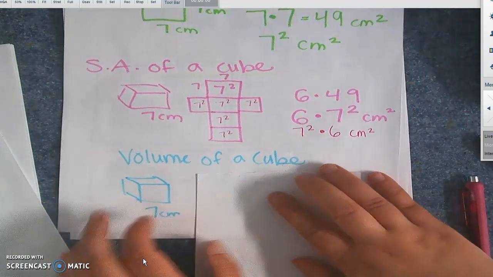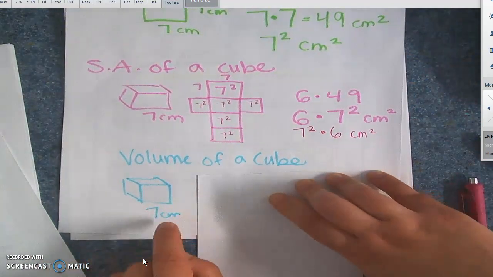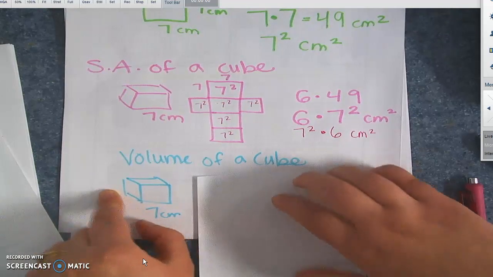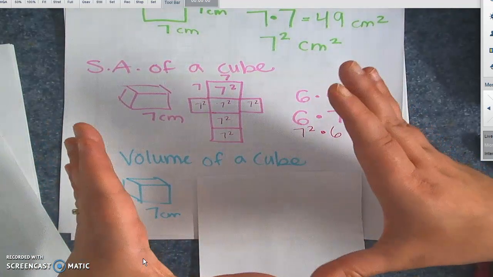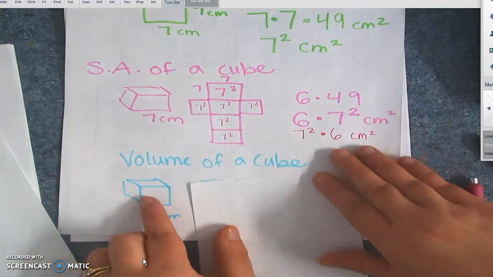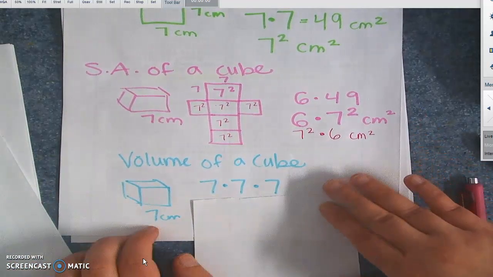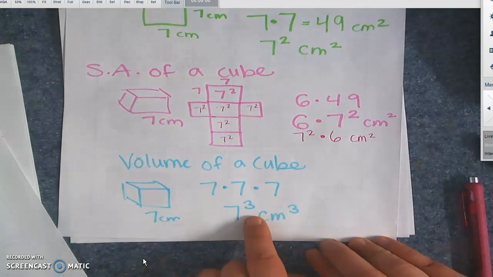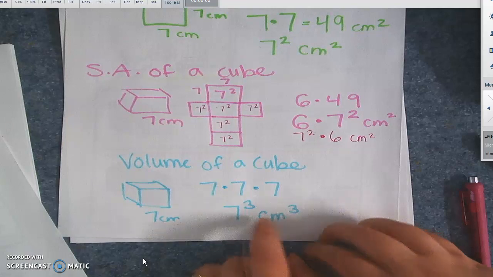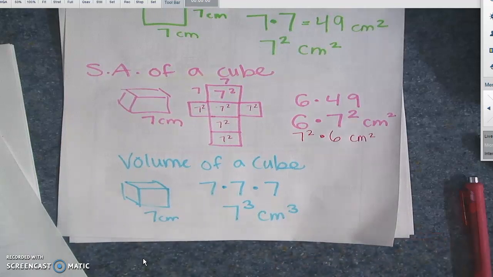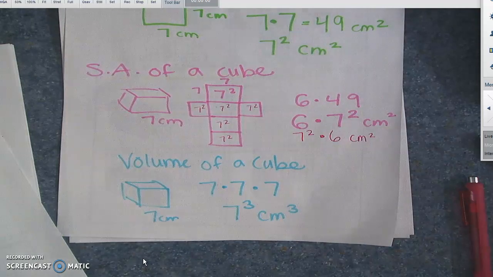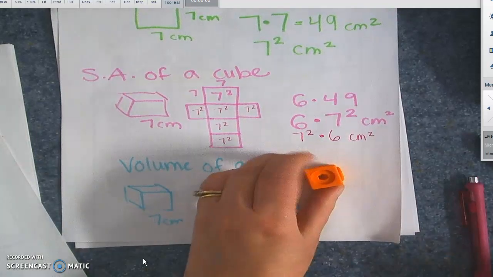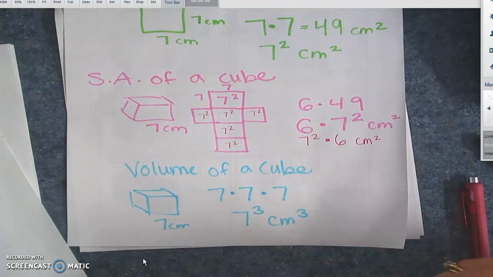With this cube, the edge length is 7, so I would do 7 times 7, and that would give me one layer of it, and then I have 7 layers of it, so 7 times 7 times 7. And how I can write that with an exponent is 7 cubed, or 7 to the third power. And then my label is cubic centimeters, or cubic units, because we're talking about how many cubes.